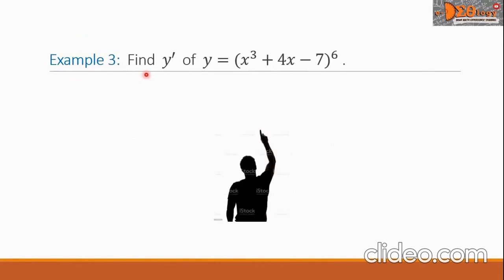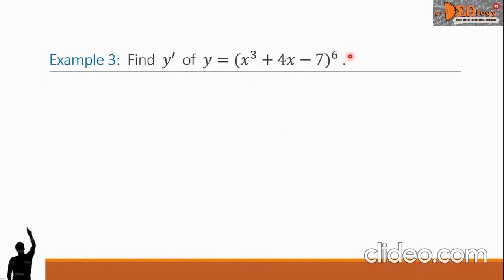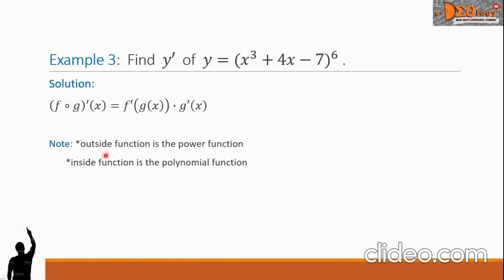Example 3. Find y prime of y equals the quantity x cubed plus 4x minus 7 all raised to power 6. Let us write the formula for the chain rule. In here, take note that the outside function is the power function, that power 6, and the inside function is the polynomial function, this trinomial here.